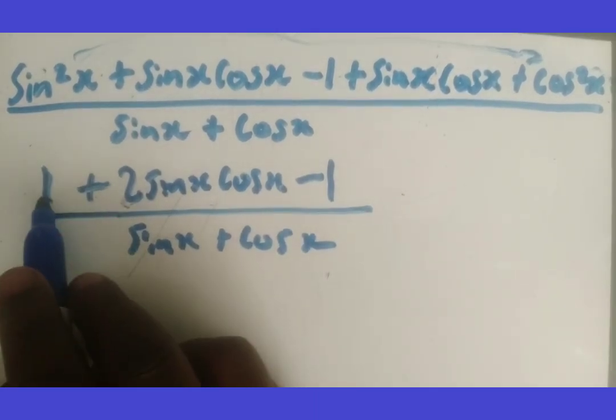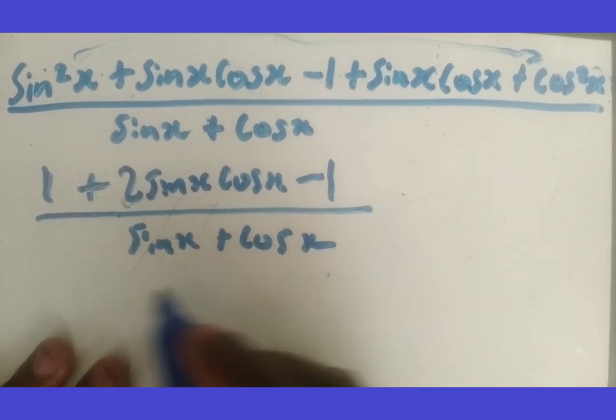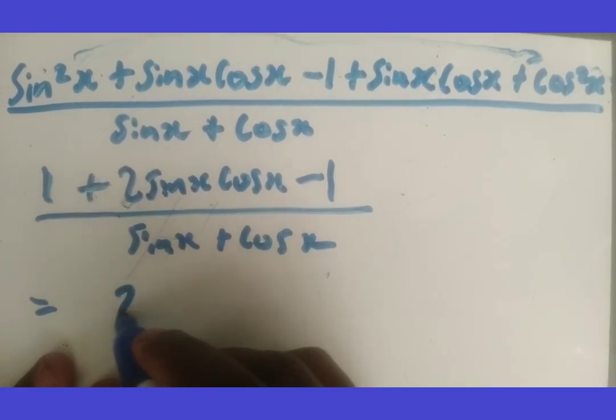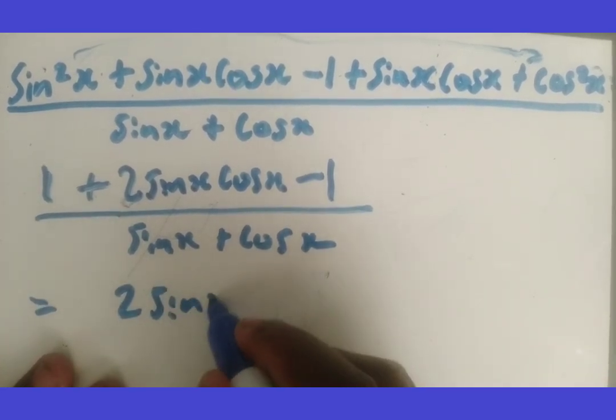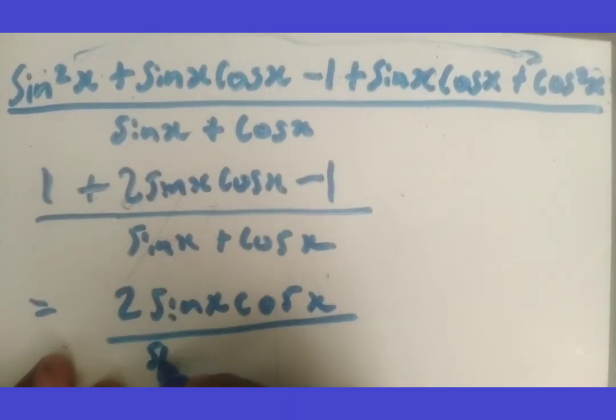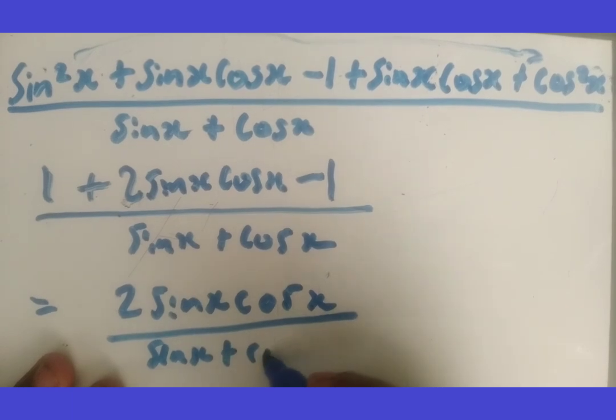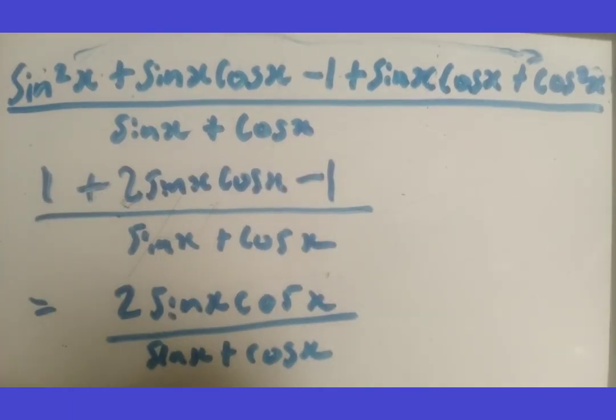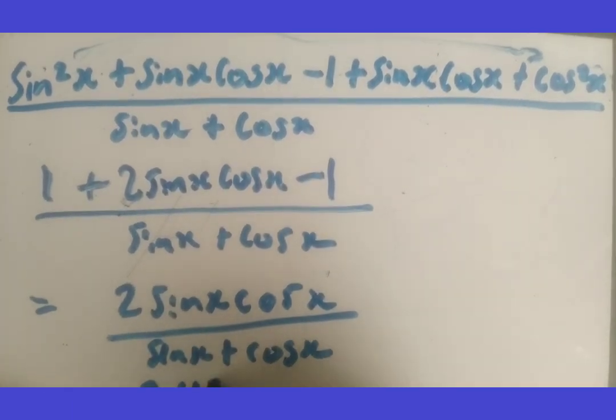And then now notice this and this cancel out. Then at the end of the day, we're left with sine x cos x over sine x plus cos x, which is exactly equal to the right hand side.